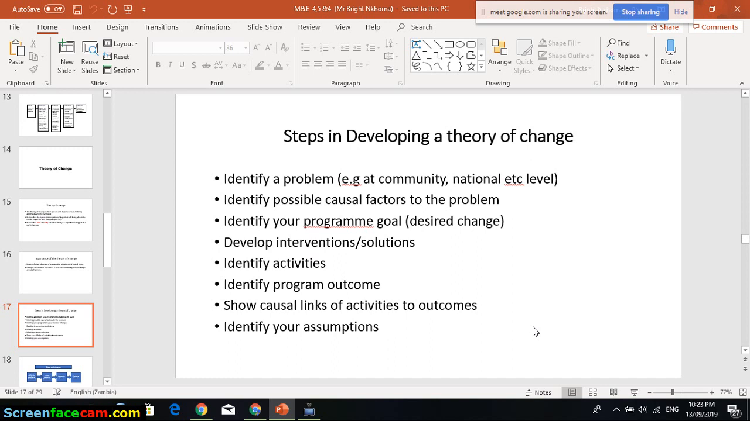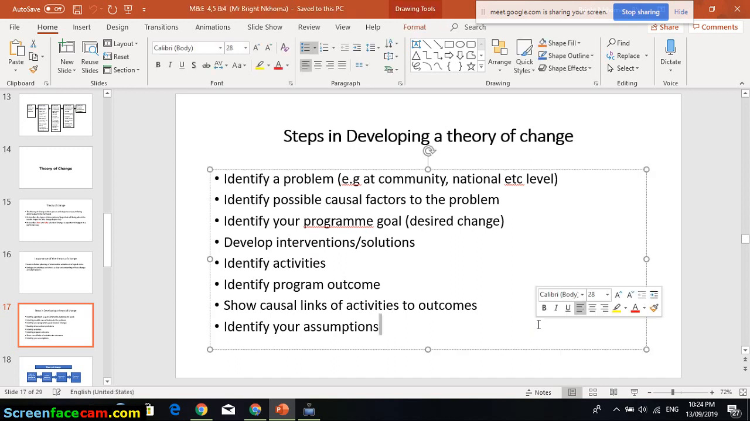If you can remember very well, we talked about how the conceptual framework will show the causal relationship between the factors and the problem. Then once you know what the factors are, now you can identify what you want to achieve, the desired change. Then once you have a desired change, you can develop an intervention or a solution. An intervention is quite similar to an activity, but an intervention is quite detailed. When we look at a school feeding program, that is an intervention. So an intervention may have activities inside. That's the only difference. An intervention will have activities under it.